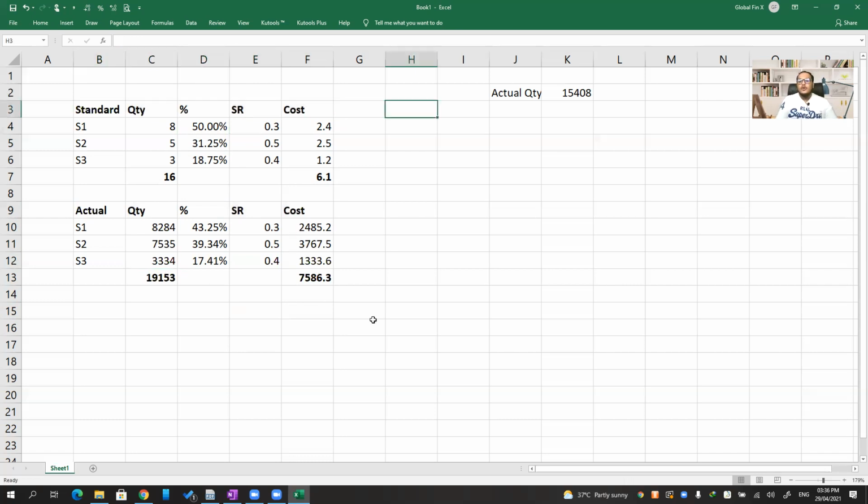So now pay attention here. Actual quantity in standard mix. Sir, by changing the mix, how much advantage did we get? That is what I'm going to figure out. Mix variance, actual quantity in standard mix. I'm going to do it here. So what is the actual quantity total? 19,153.